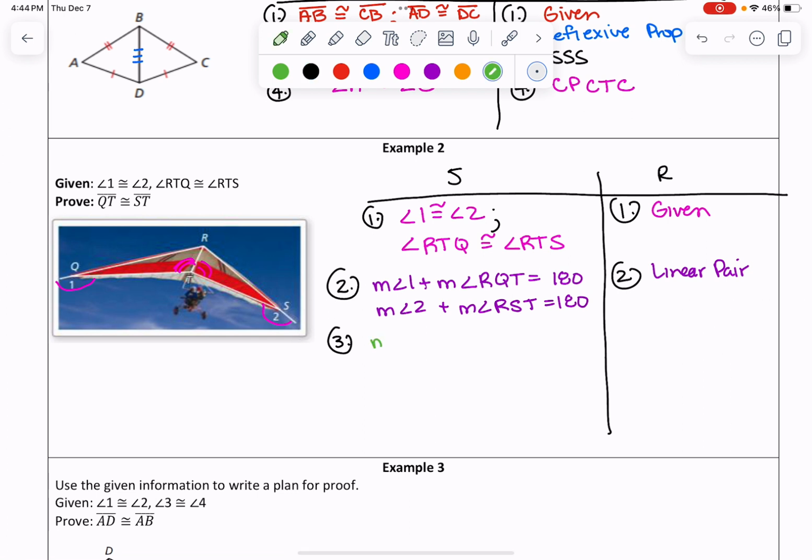And I can say that angle 1 plus angle RQT is equal to angle 2 plus angle RST. And if they're both equal to 180, they're equal to each other. So I can either use the transitive property or substitution. Either way, I'm going to use substitution because I'm going to plug 2 plus RST in for 180.